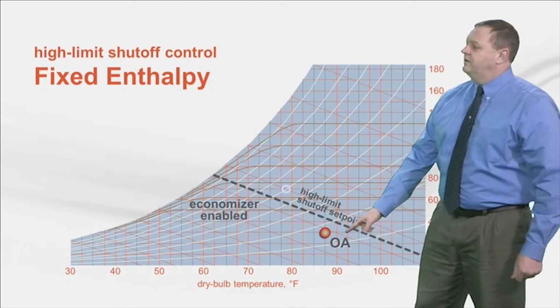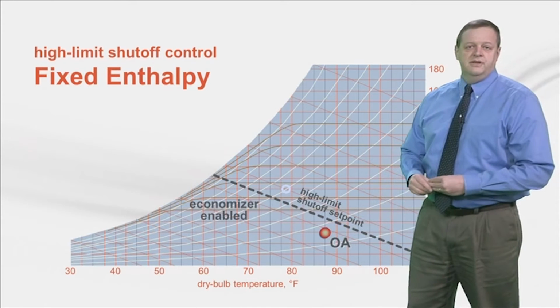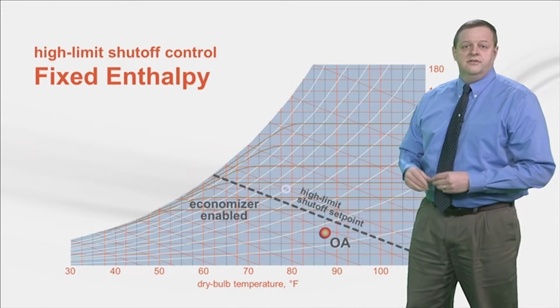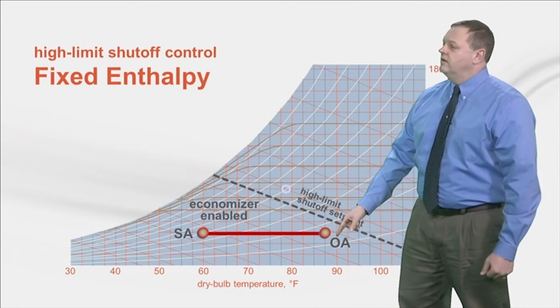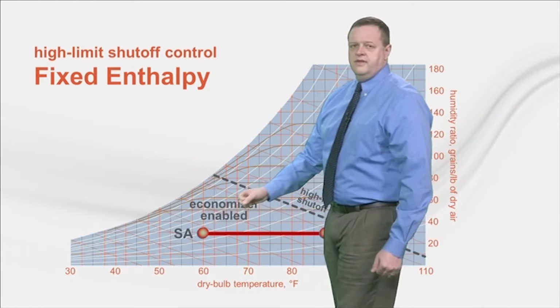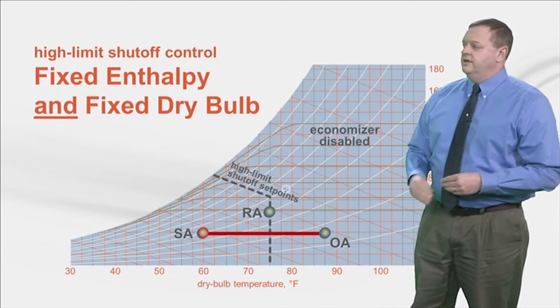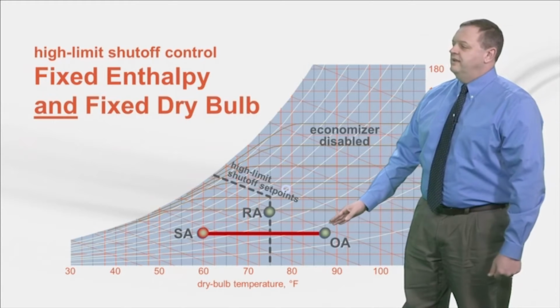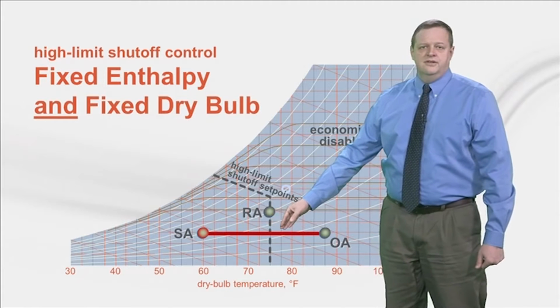The enthalpy of the outdoor air is below the shutoff set point for conventional enthalpy economizer control. So the economizer opens the outdoor damper to 100%, and the coil then cools this air to the desired supply air condition. However, with fixed enthalpy plus fixed dry bulb control, the economizer would be disabled at this condition because the outdoor dry bulb is above 75 degrees.